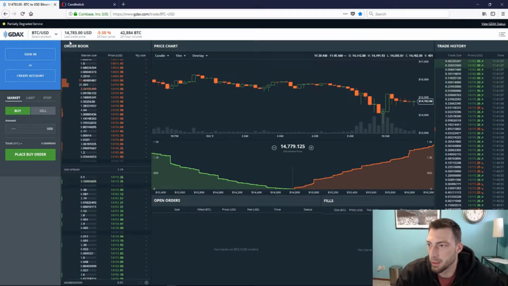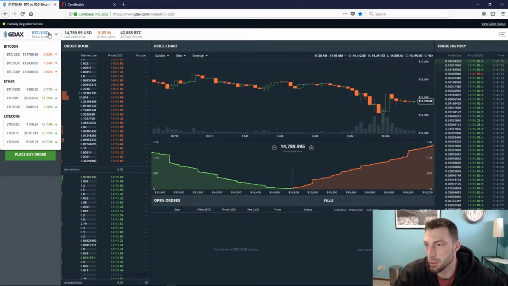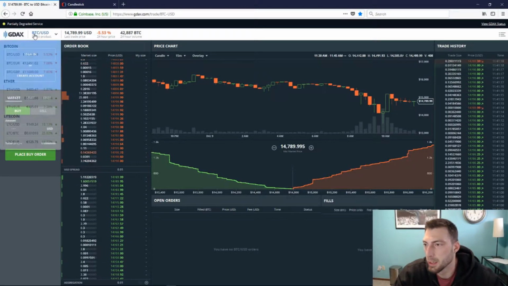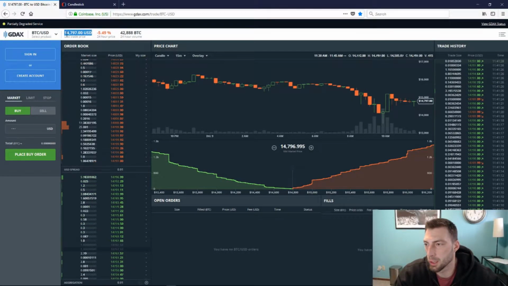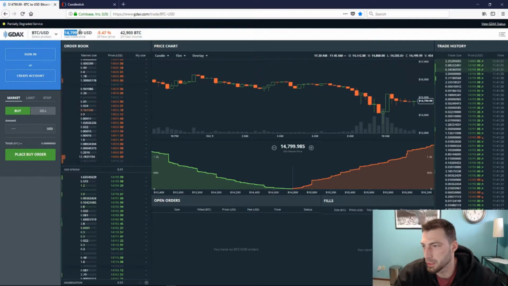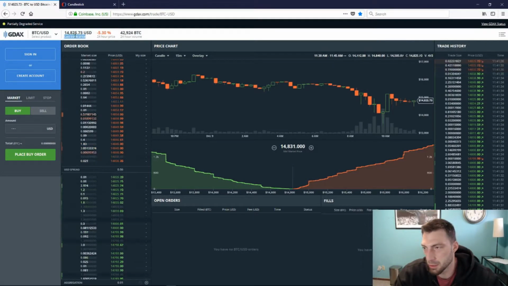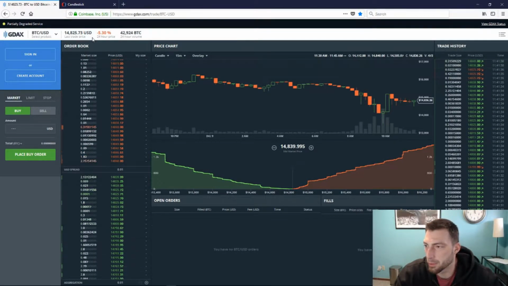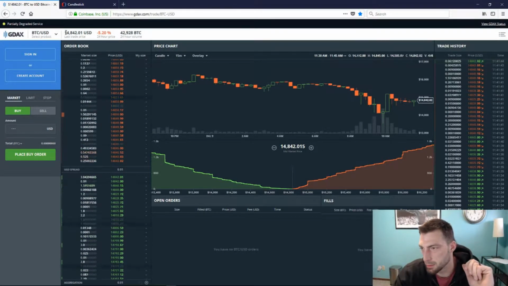So let's start here. We are currently looking at Bitcoin to the US dollar. USD, of course, means US dollar. BTC, of course, means Bitcoin. The current price on Coinbase for one Bitcoin is $14,799. It's obviously changing very quickly. That is the last trade price, what Bitcoin was last traded for. That is how you know what Bitcoin is worth right now, is this price right here.